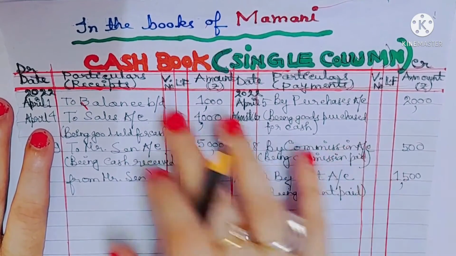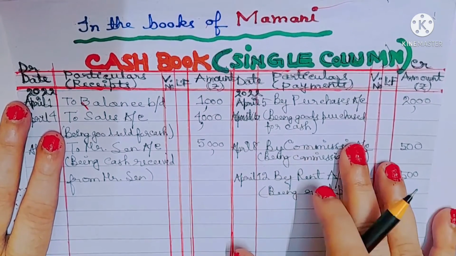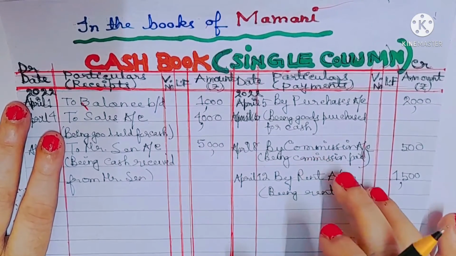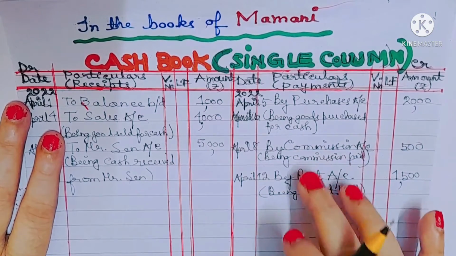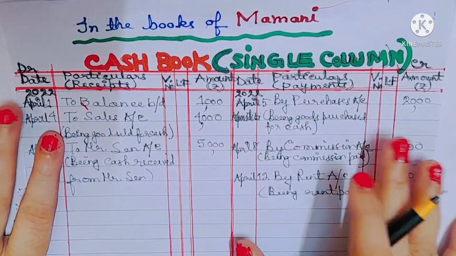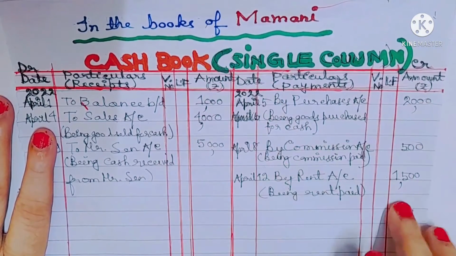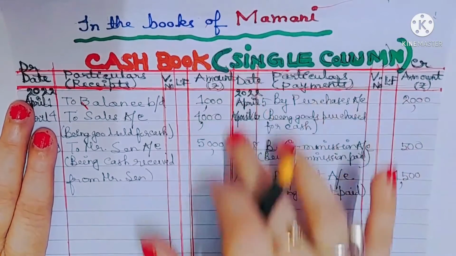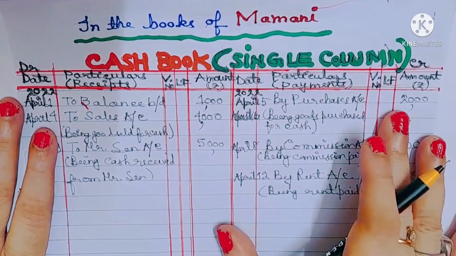In the single column, no cash discount allowed is recorded here. No cash discount received is recorded here. No checks received is recorded in the single column. No checks paid is recorded in the single column. Because here is only one column and that is only for cash receipts and cash payments, because there is no bank column. Okay, understood? So let's see the next transaction.